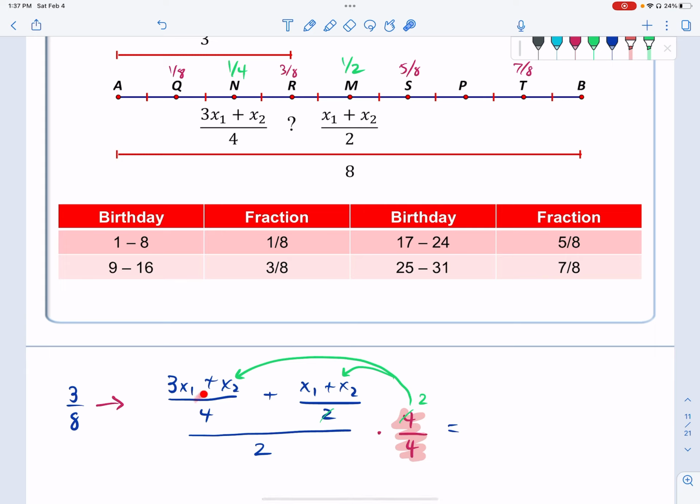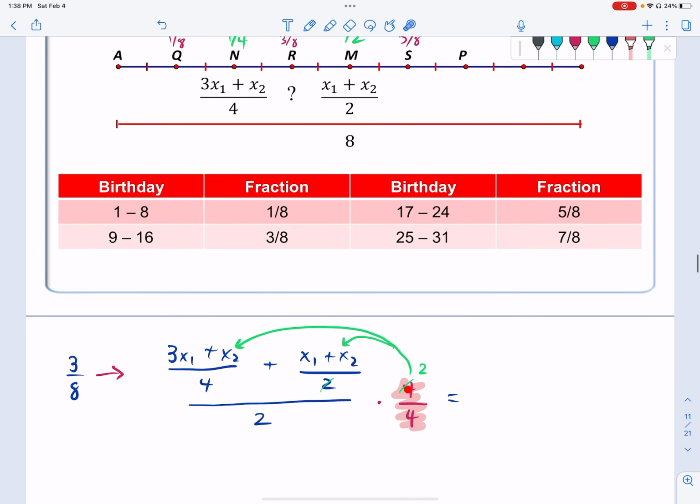So here is the 1/4 formula that we came up with at the beginning of the lesson, and here's the midpoint formula, adding those two together, dividing by 2. In order to resolve this complex fraction, I multiplied it by a fancy 4/4. Why did I choose 4/4? Well, if I were going to add these two fractions together, I would need a common denominator, and between 4 and 2, the least common denominator is 4. So that's why I chose it.